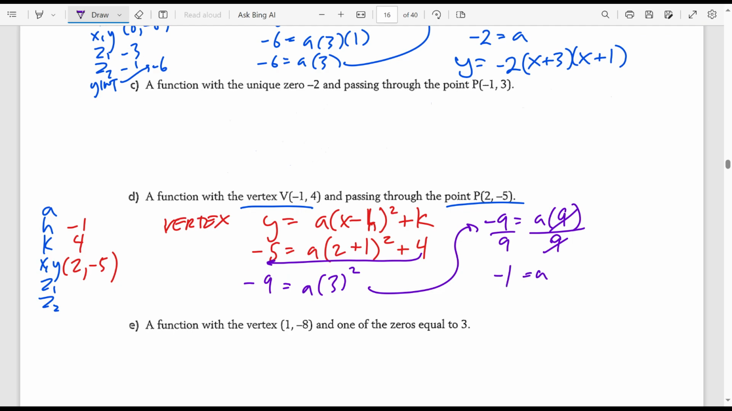What is the rule in this case? y is equal to -1 (you don't have to write the 1, but I'm not going to mark it wrong if you do) times (x plus 1) squared plus 4. That's the rule of this guy.